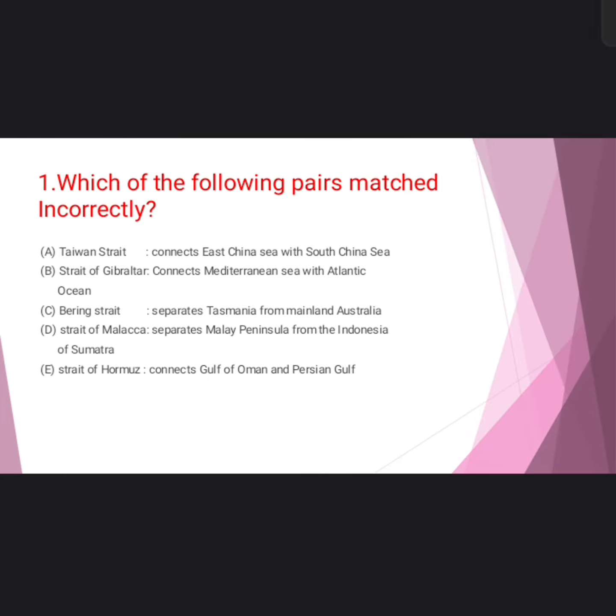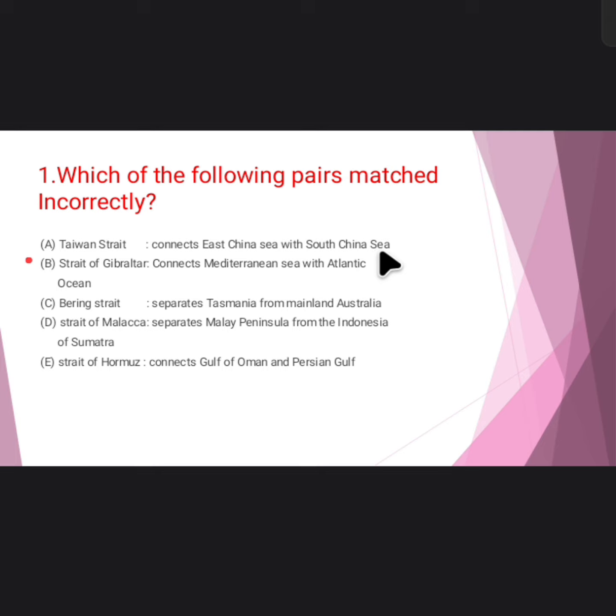Firstly, question number 1. Which of the following pairs matched incorrectly? The given options were: option A, Taiwan Strait, which connects East China Sea with South China Sea. Option B, Strait of Gibraltar, connecting Mediterranean Sea with Atlantic Ocean. Option C, Bering Strait, separates Tasmania from mainland Australia. Option D, Strait of Malacca, separates Malay Peninsula from the Indonesian island of Sumatra. Option E, Strait of Hormuz, connects Gulf of Oman and Persian Gulf.